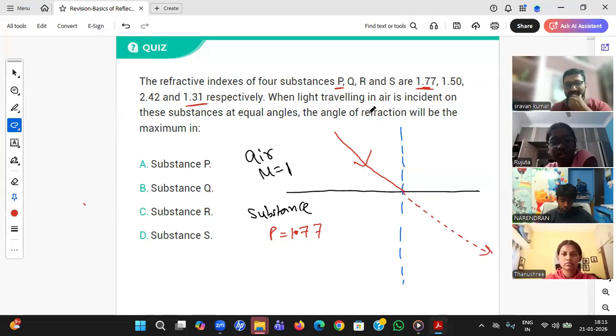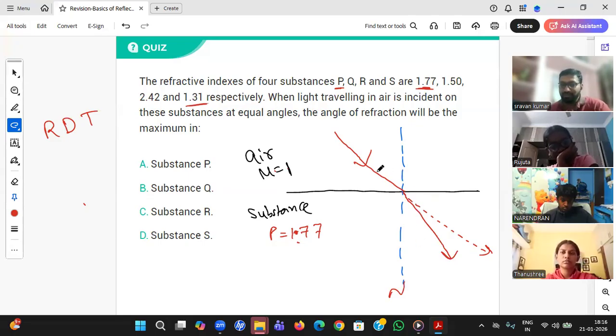Now you are saying, sir, let me take P only, sir. 1.77, mu 1.77. What is the criteria, sir? Rarer to denser, so it should move towards the normal. So in spite of moving like this, it will move towards the normal. Why, sir? But the normal is here, towards the normal.